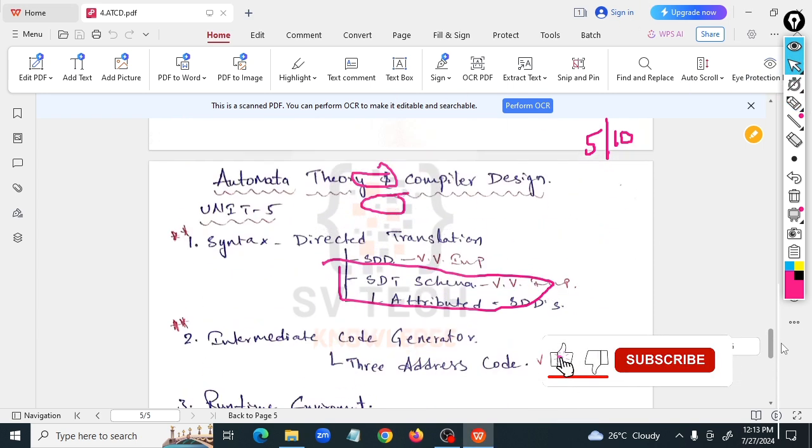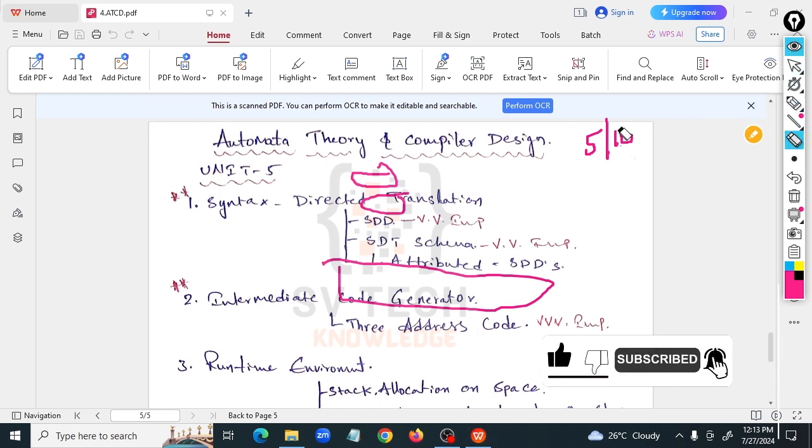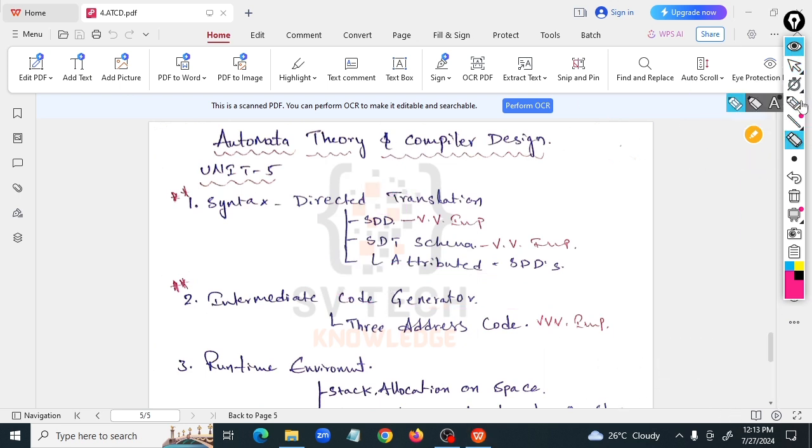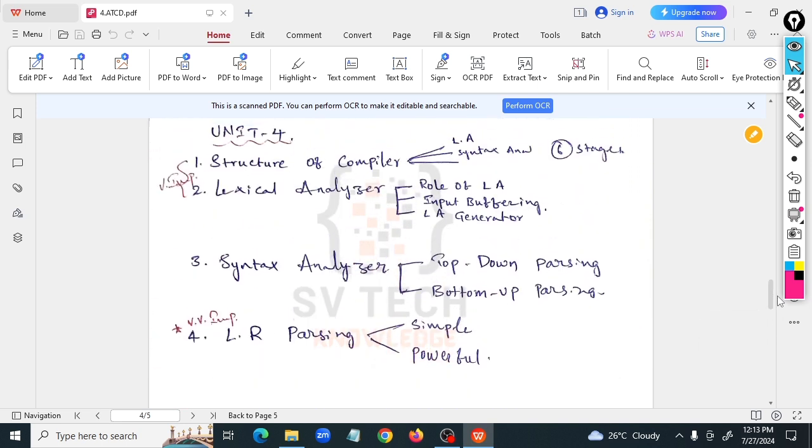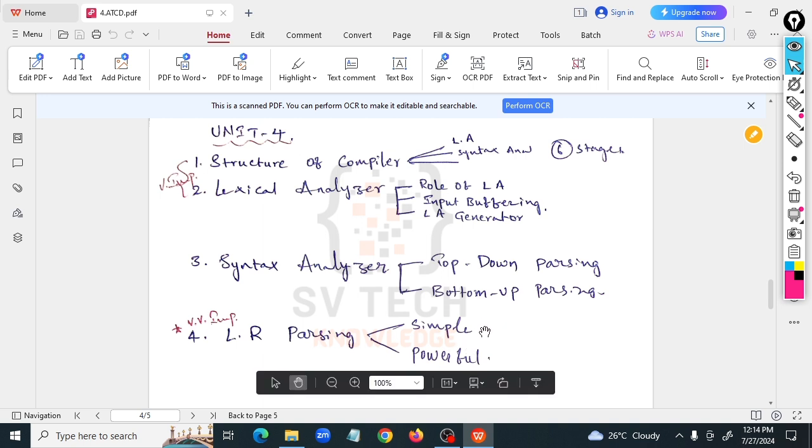Okay. Next, this is all about finite automata theory important questions. Simple. In the 5th unit, only 3 questions: SDD, SDT and 3 address code. Coming to the fourth unit, there will be 3 questions. One is structure of compiler, with its 6 stages. Second, lexical analyzer with input buffering and LA generator. And the third question will be LR parsing. LR parsing is quite tough and problematic, so my suggestion is to do the first two.